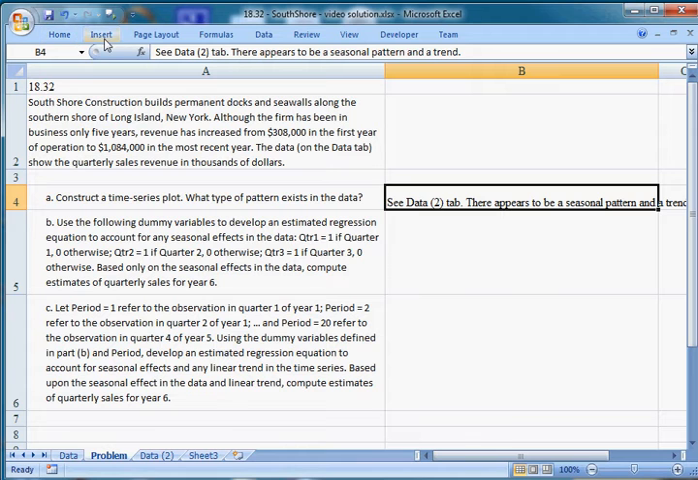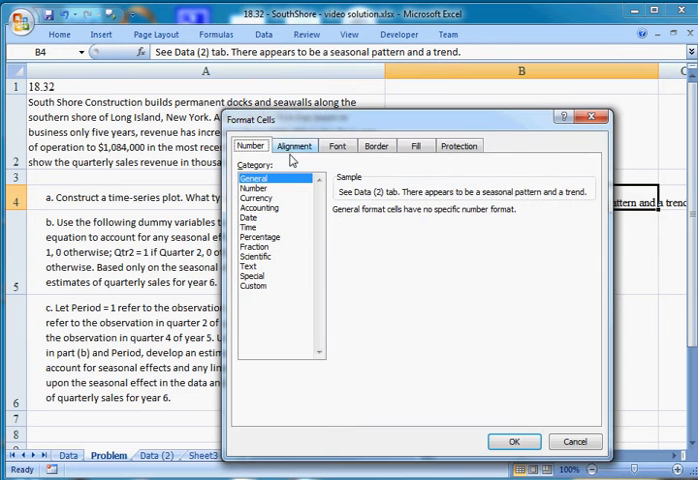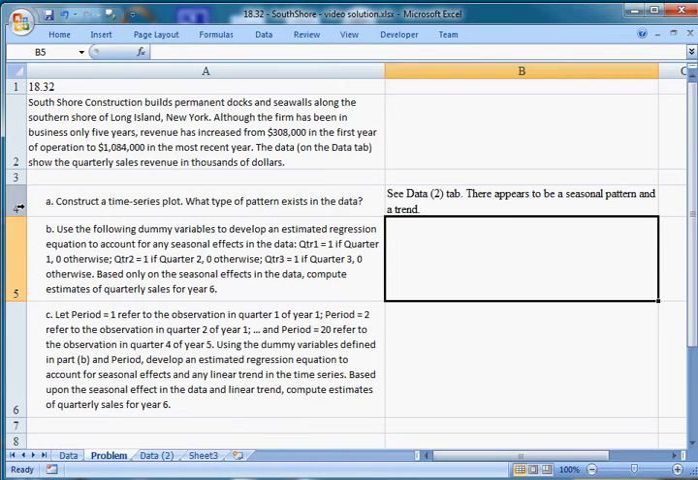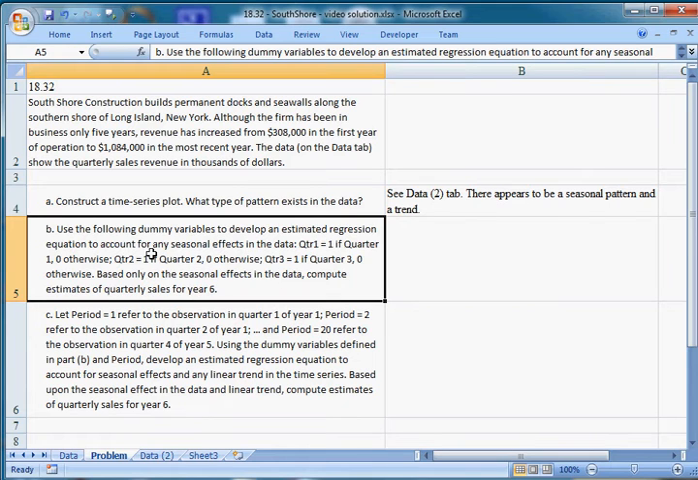Wrap this quick. Control 1. Okay, so part A is done. We have our time series plot, we have a seasonal pattern and a trend. Now we're going to do part B. This is where we're going to introduce dummies that are going to account for seasonal effects, and then based on those seasonal effects, we're going to compute some estimates.